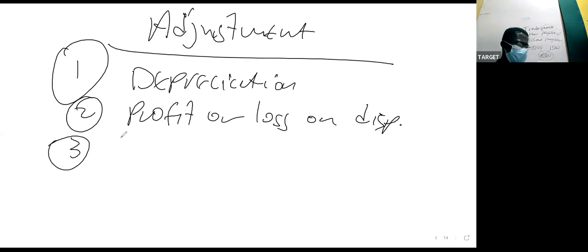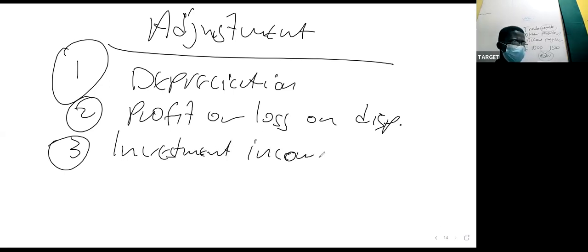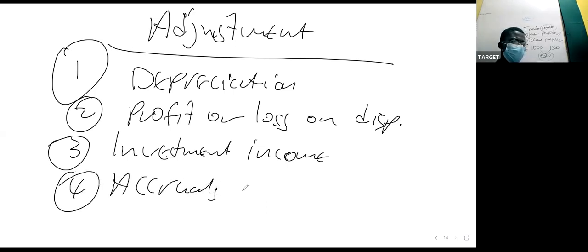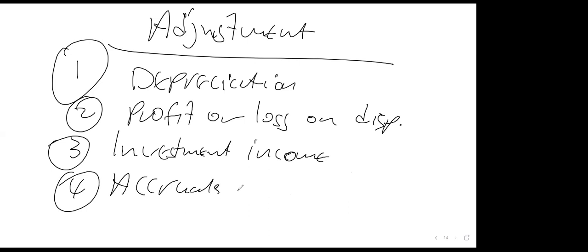Number three, look for alien investment income. I call them alien. Investment income. Number four, accruals and prepayment. That's all.